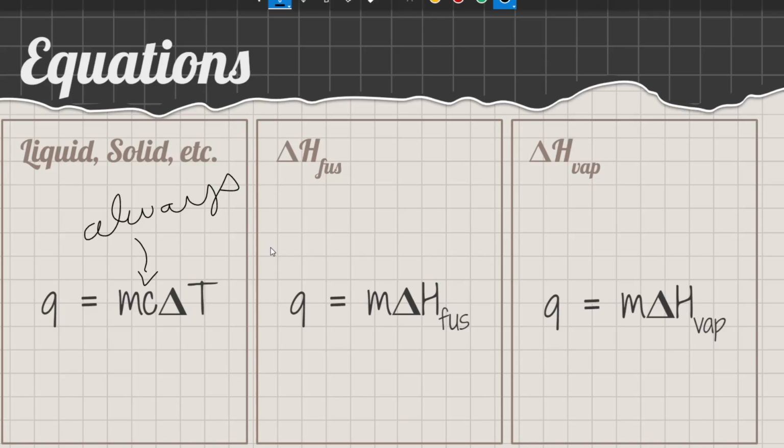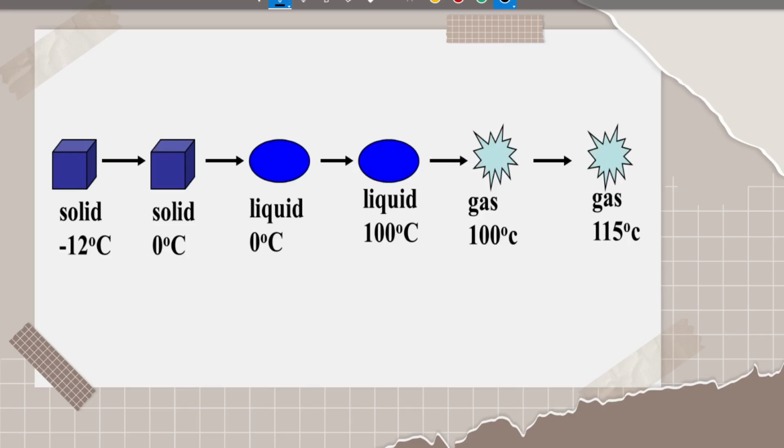When you're looking at delta H fusion, you're not actually seeing a temperature change per se. You're just seeing them start to go from a solid to a liquid or a liquid to a gas. And so you just take your mass times your delta H of fusion, which will be given. And same thing with your delta H of vaporization. That'll be given. Okay, and as you can see, you go from a solid to a liquid, to a gas, and then you finally get to your final gas.